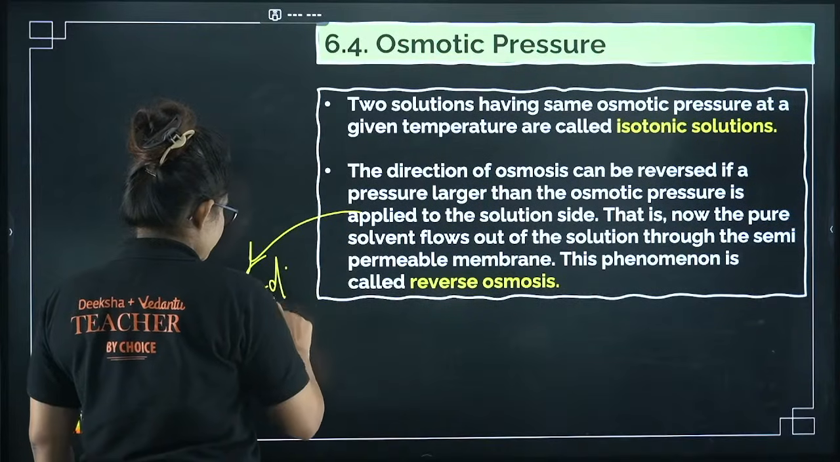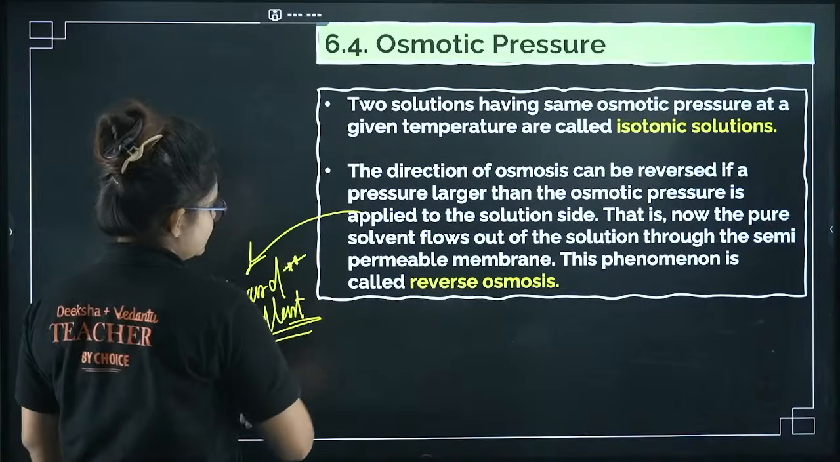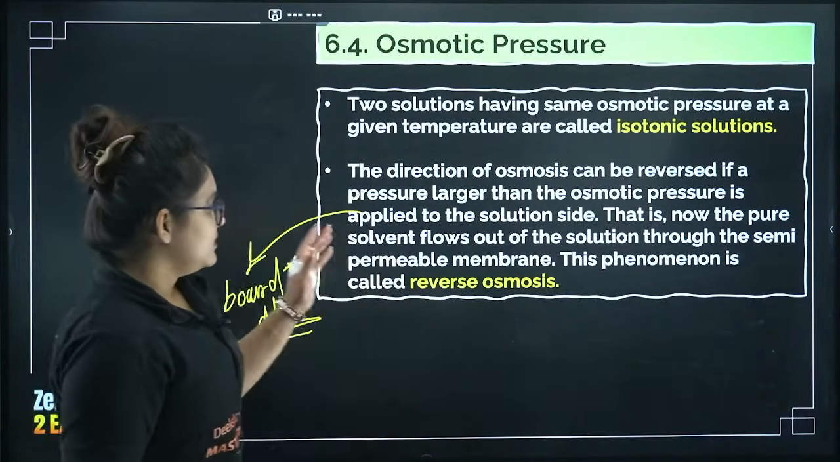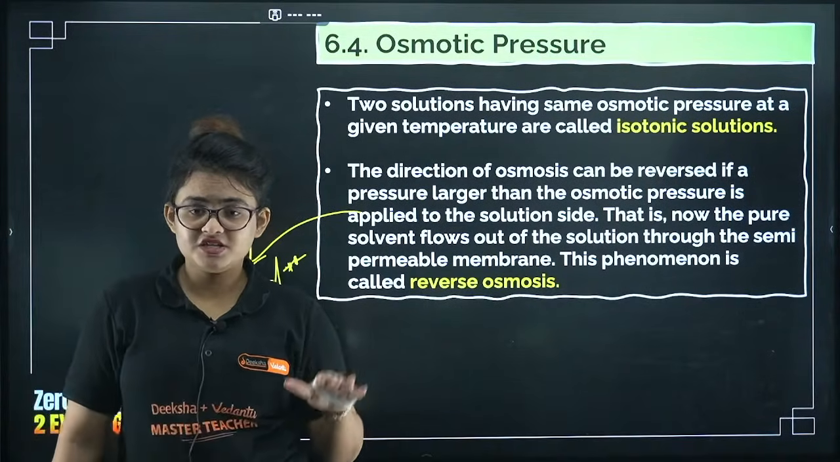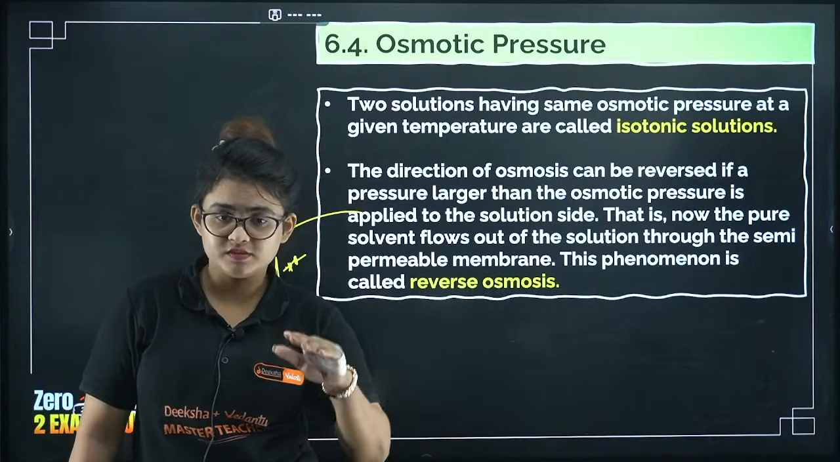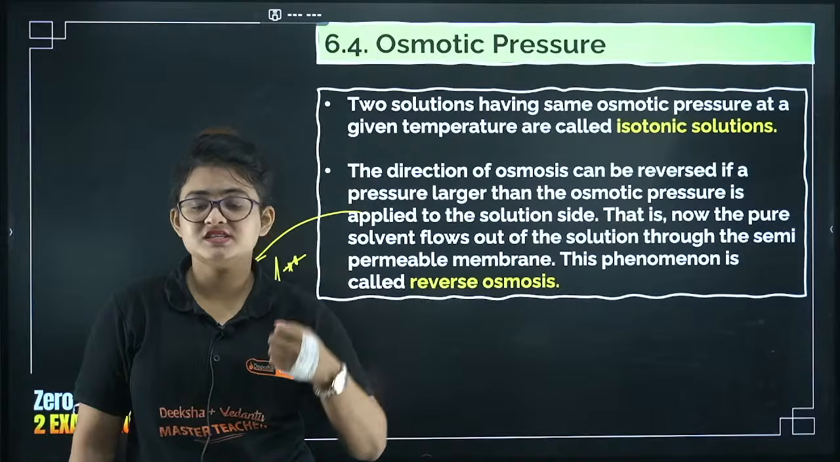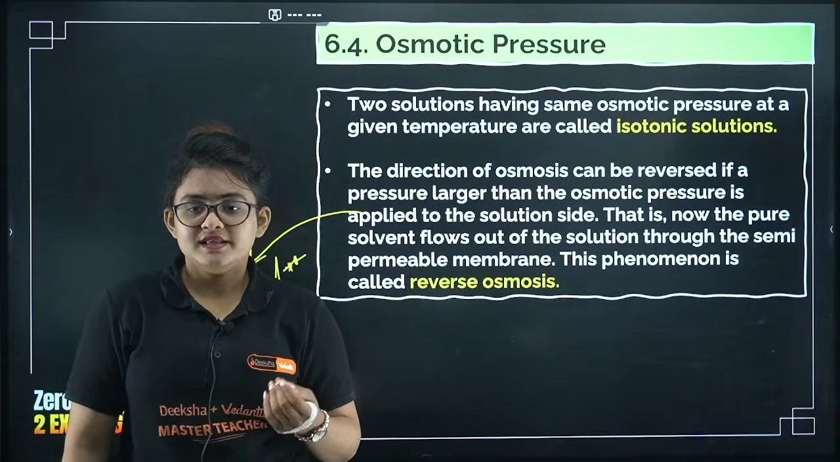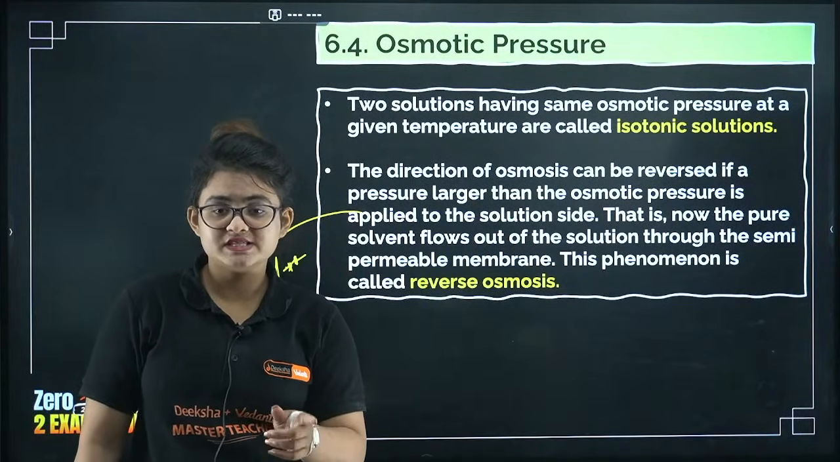What is reverse osmosis? Reverse osmosis is basically when the direction of osmosis is reversed, when pressure larger than the osmotic pressure is applied. Definitely you have to give some external pressure that will be more than your osmotic pressure. Then what will happen? The reverse of osmosis will take place.